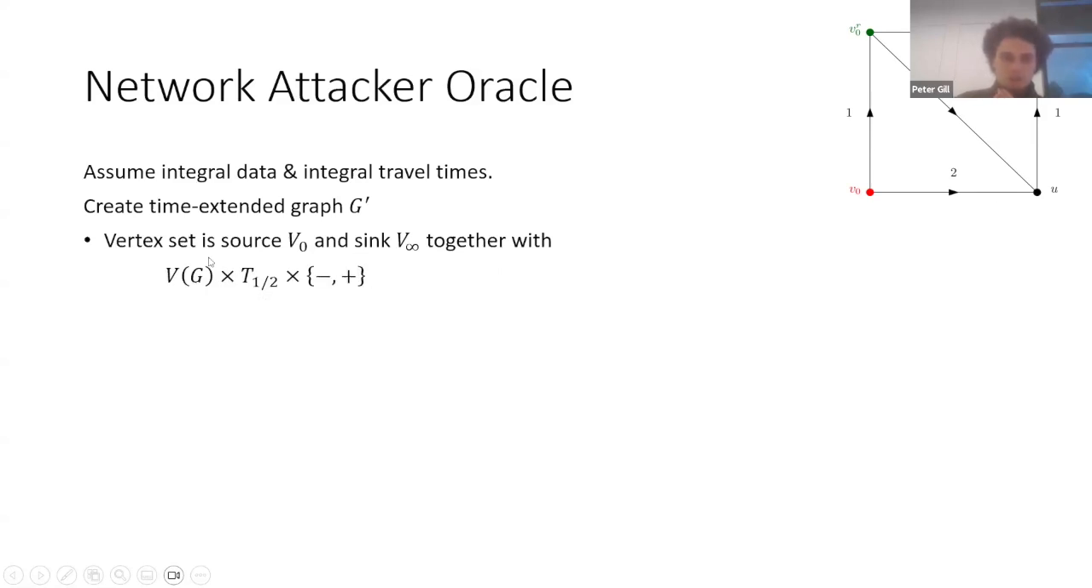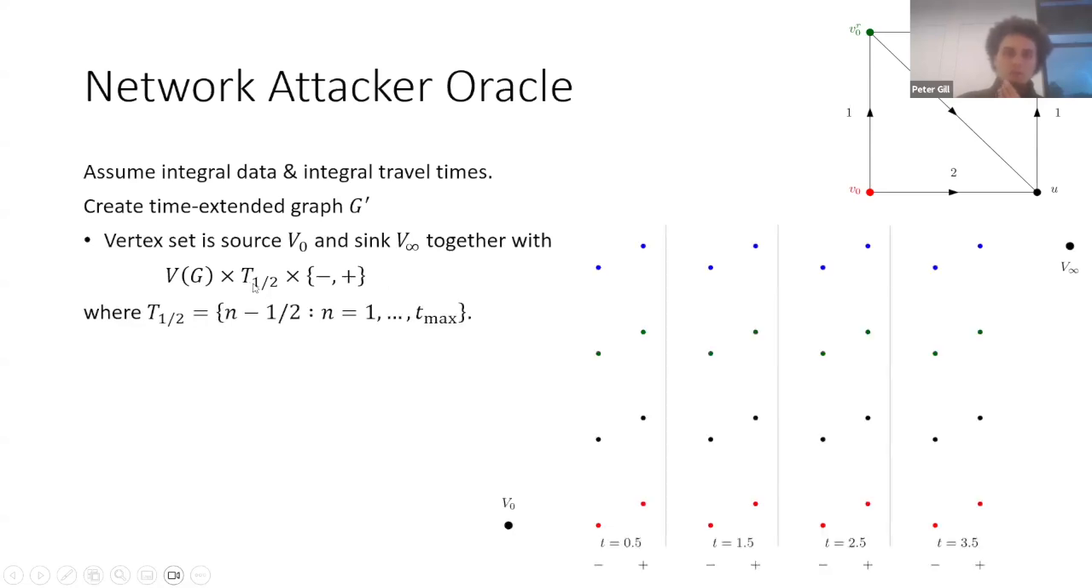And here's the essence of the time expansion here. So that's my vertex set, where t half is those half integer time points that was discussed earlier. And so there's my vertices here. This is still the same example that we looked at minutes ago, a smallish example here. And there's my time expanded network there.